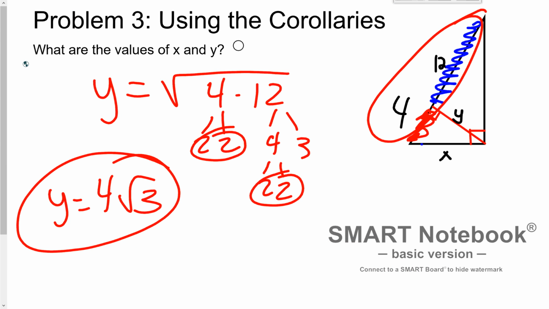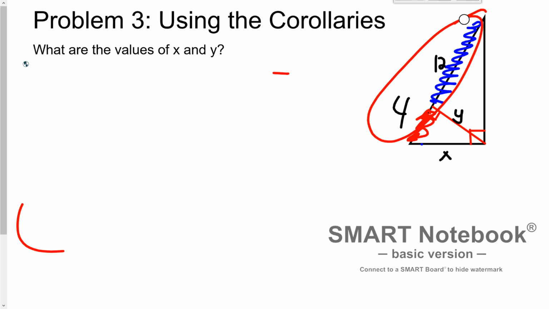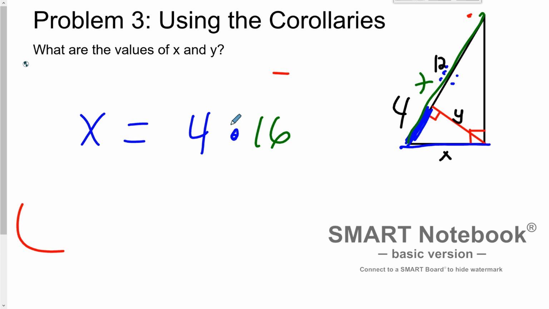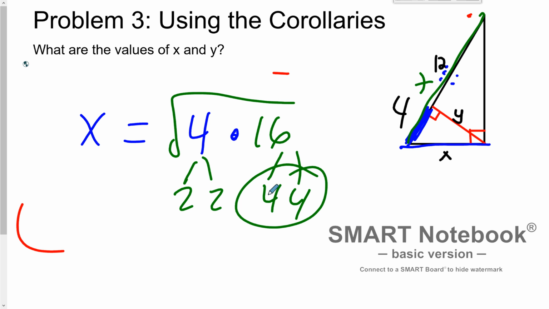So basically, let me erase all that. If I want to find x here, well, x is connected to this short little piece, 4. So if I want to find x, then I take the geometric mean between 4 and the whole hypotenuse, which is 4 plus 12. So break down 4 is 2 and 2, break down 16 is 4 and 4, pair of 4s is pair of 2s, x equals 8.